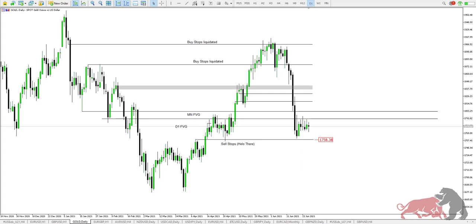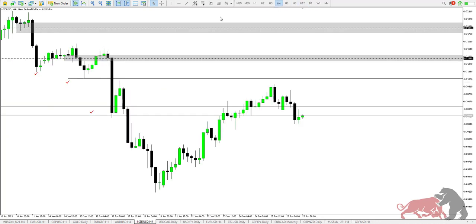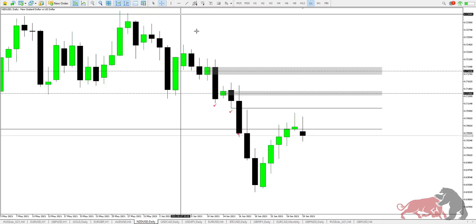Then we also have Aussie dollar and New Zealand dollar, right? We're going to be shorting these pairs, especially New Zealand dollar and Aussie dollar. New Zealand USD is going to provide ideal shorting opportunities. You can clearly see what price action did already today. There were quite a few opportunities in the market today.